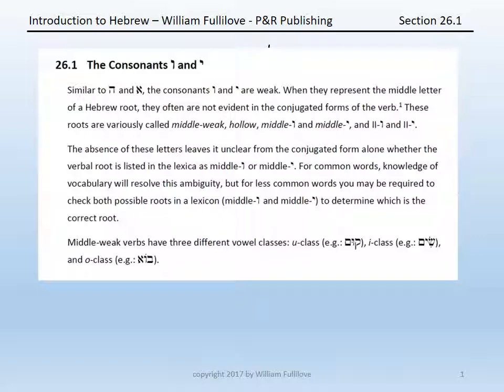For instance, the root kum in the Qal Perfect will simply be kam. The middle vav is not evident in the conjugated form of the root.